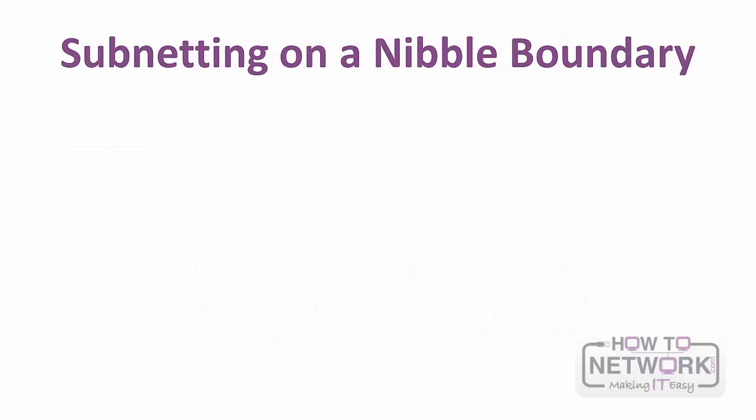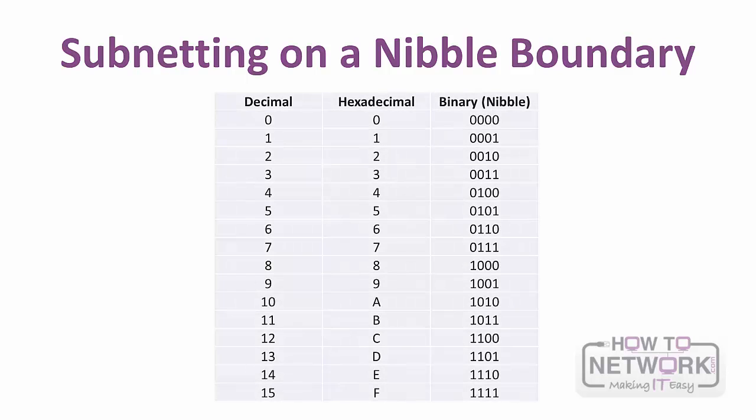If we are going to extend the subnet ID, which means using bits from the interface ID, it is best practice to subnet on a nibble boundary. Remember, a nibble is 4 bits, as shown in the following table.